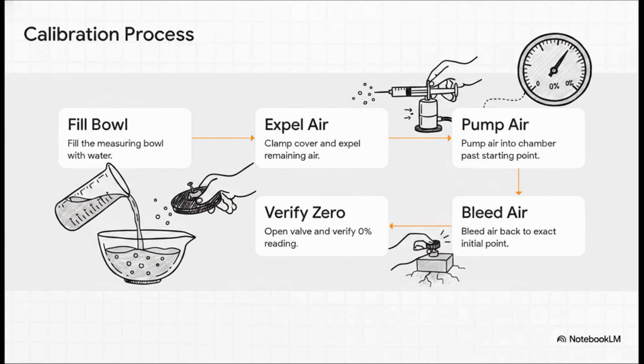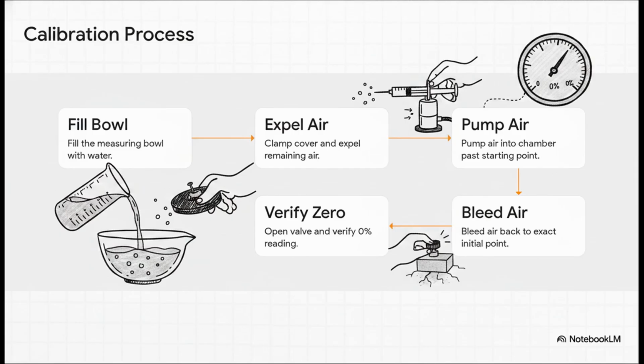Before the concrete even arrives on site, the equipment must be perfectly tuned. The standard outlines this rigorous calibration process, usually using water. You fill the measuring bowl with water, clamp the cover, and use a syringe to expel every single drop of remaining air out of the petcock. Then, with the valves closed, you pump air into the chamber slightly past the starting point, carefully bleed it back to the exact initial line, and open the operating valve.